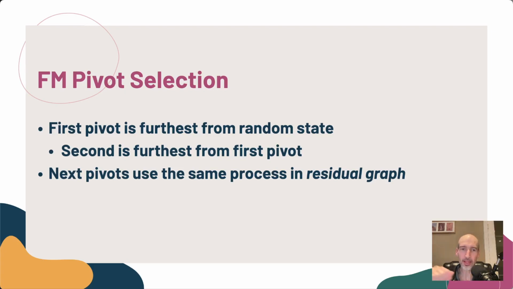We choose a random state, we get the farthest state from that, and then we get the farthest state from that first pivot to get the second pivot. And then that path between those states is what we're going to use as the main dimension of our embedding. And we can repeat that repeatedly and not get the same pivots, because the residual distances are going to change, and therefore the pivots that we get are going to change.